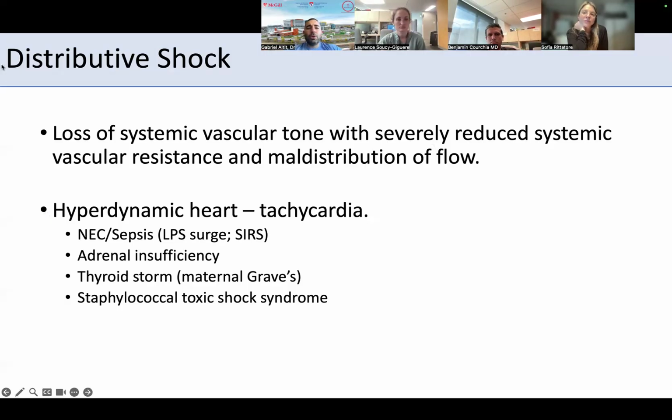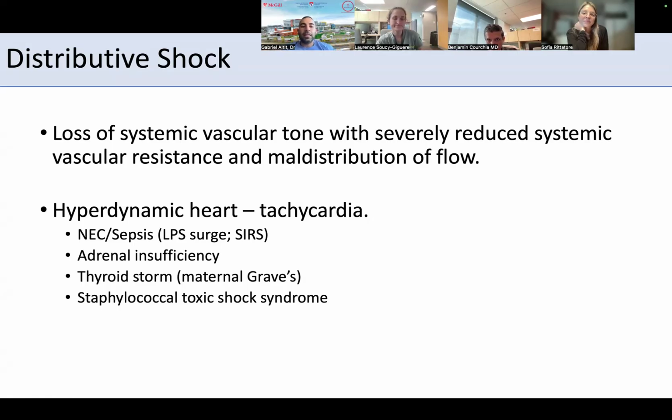vascular repletion. But really, the definition is that you have a loss of systemic vascular tone with severely reduced systemic vascular resistance and maldistribution of flow. So you may have areas that are receiving flow nicely, and the areas where you would want flow are not getting the flow that you would want. So typically, these patients would be very hyperdynamic. They're typically tachycardic because they're pumping against nothing. They're pumping against no resistance. So think of a heart where you're transecting the aorta, and it's just spurting blood against nothing.